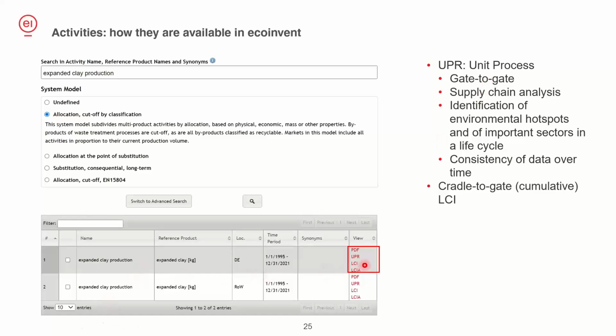Every activity is also available in this cumulative LCI format, which is cradle to gate. The information is available in a different format, but it is about the same activity. And of course, we have lifecycle impact assessment results. These are results for many different methodologies and many different types of indicators.